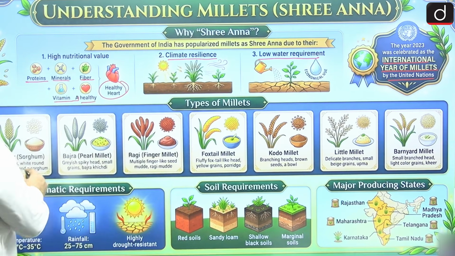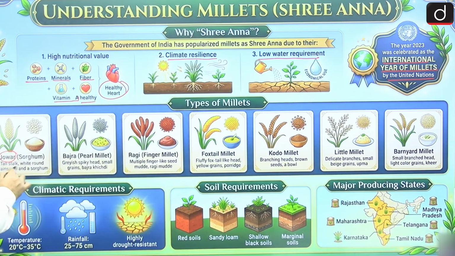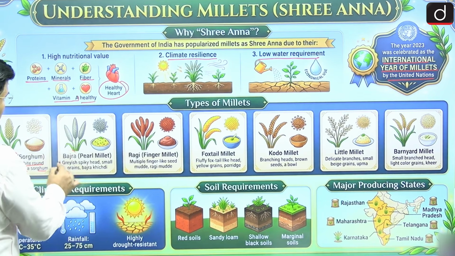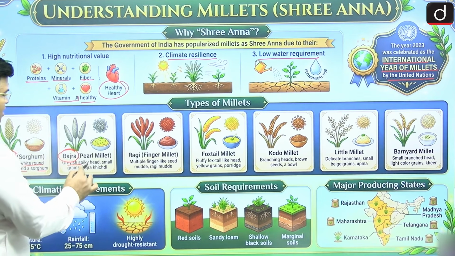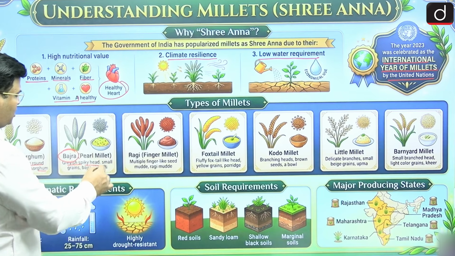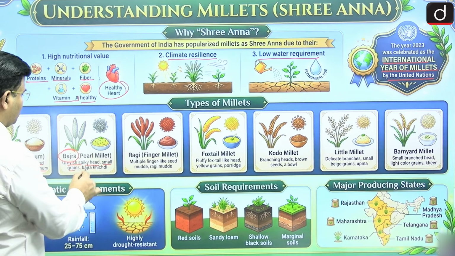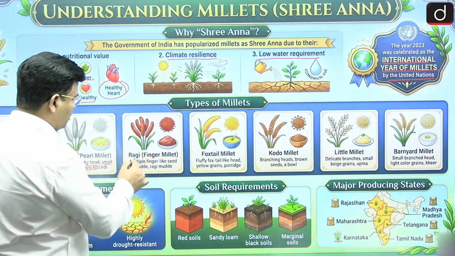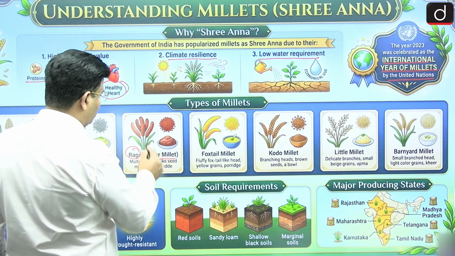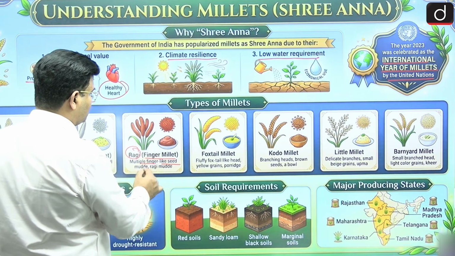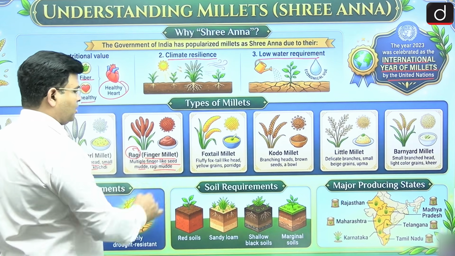Here there is an important one, jowar. It has a tall stalk, with a white round kind of shape. Grains, roti and sorghum can be there. Bajra, grains on a spiky head. Just check it out when you are watching, small grains. Bajra khichdi we are making. Ragi is there, finger millet kind of it, with multiple finger-like seeds, and madde, ragi madde.